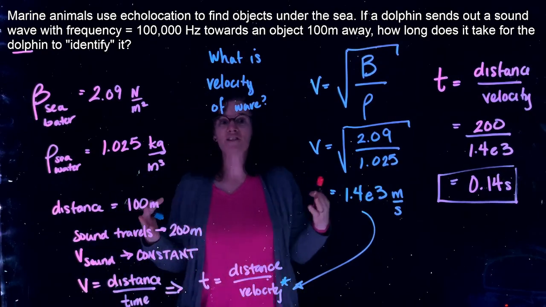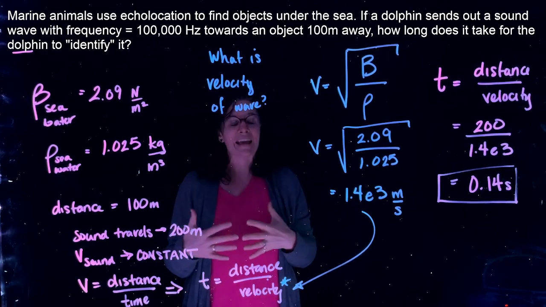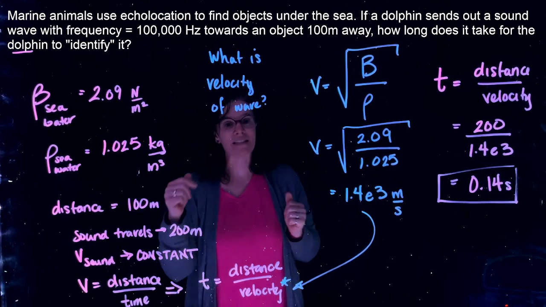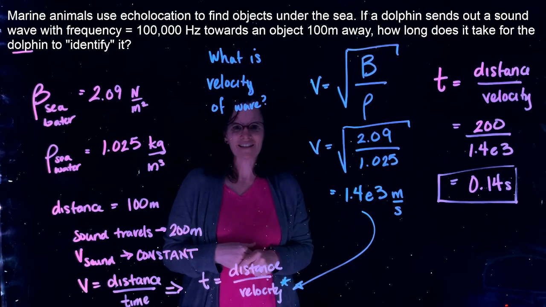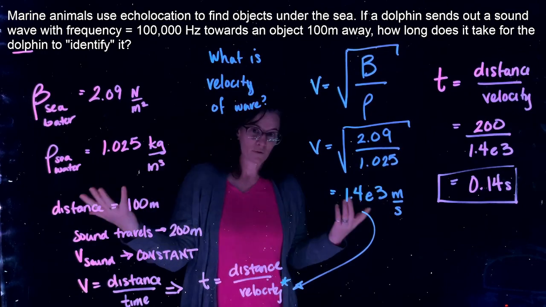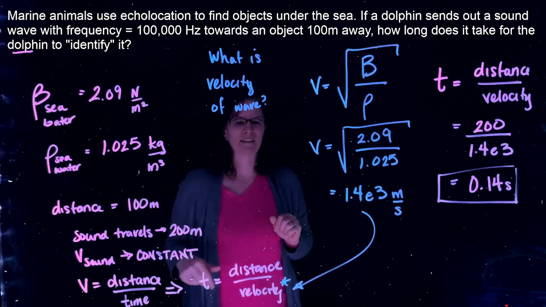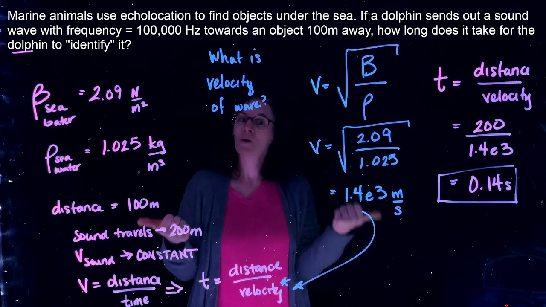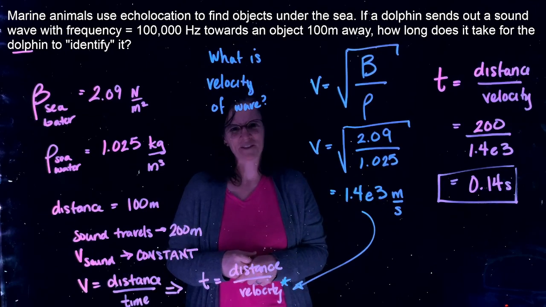So understanding that we're dealing with sound, a wave moving through a medium. In this case, that medium is seawater. That's a fluid. We're going to use the bulk modulus in our velocity equation. We also, of course, need that density. It's an echo, so it has to go there and come back. Small little nuance there. And we can use our kinematics with our wave information to determine the time. Good job.